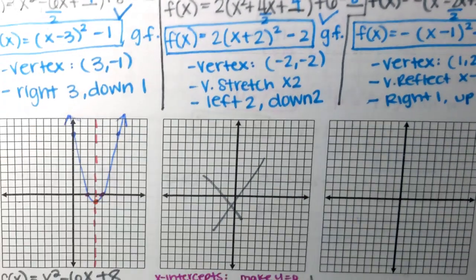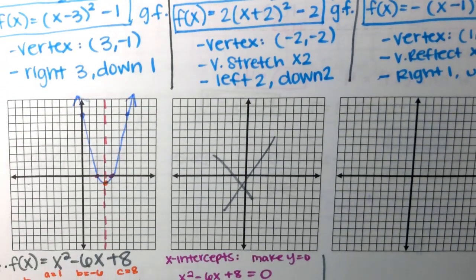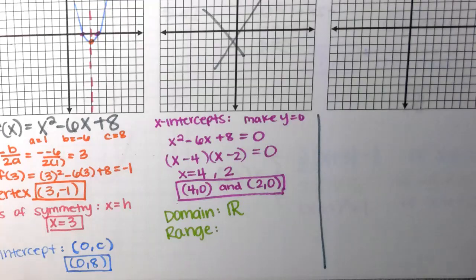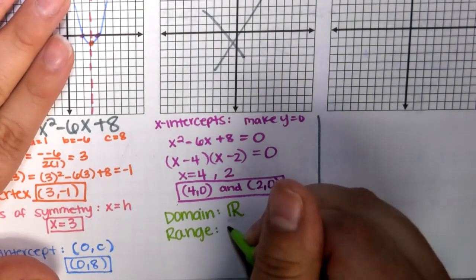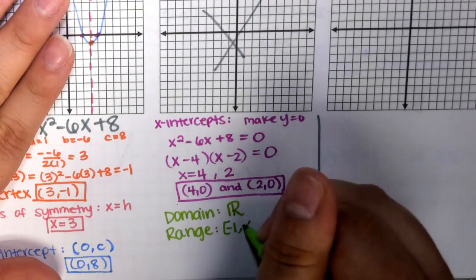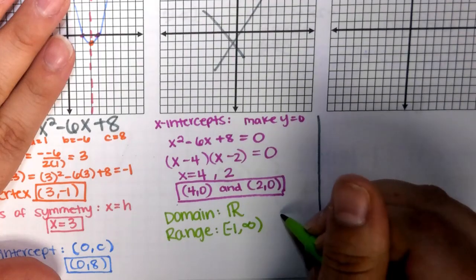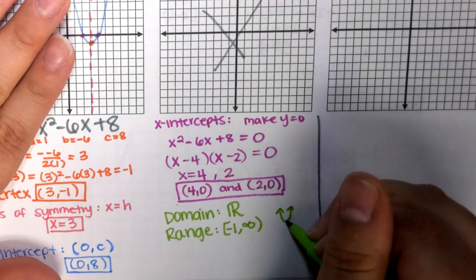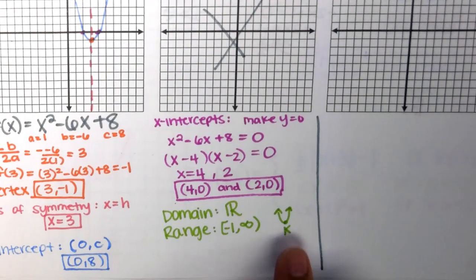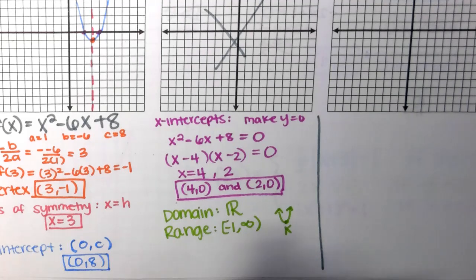What's my range? What does this go from? It goes from -1 to infinity. By the way, your range will always have your k in it because it's the y for your vertex.